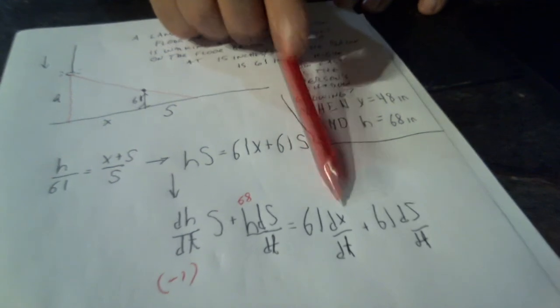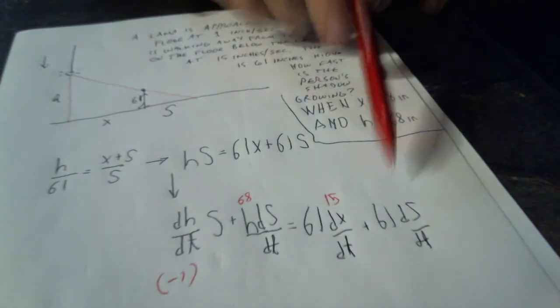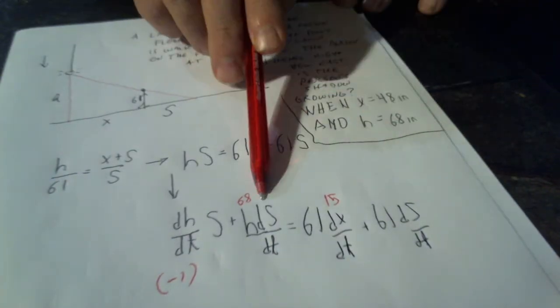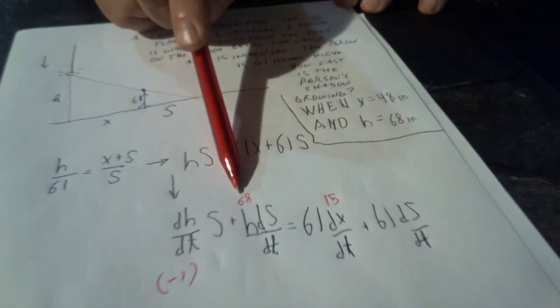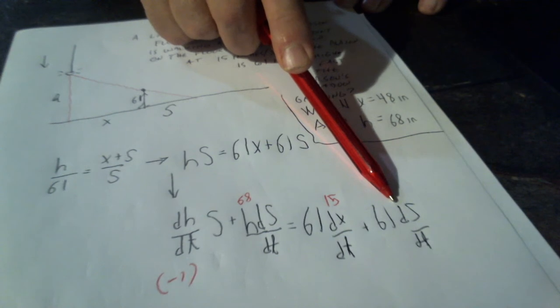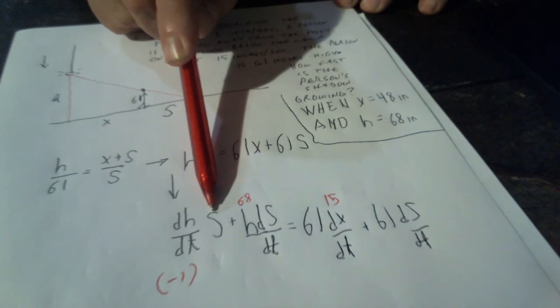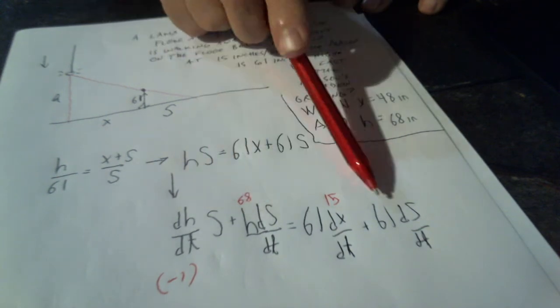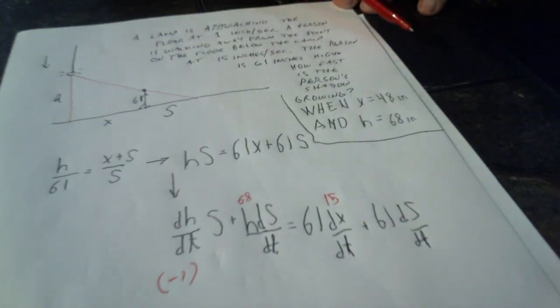61, dx dt, that's how fast the dude is walking. That's a 15. I've got a 15 for this spot. And ds dt, that's the thing we care about. So the thing I care about happens twice. We got to get these together eventually. So I've got a 68 and a 61. So let's see. I need s, and I think that's it. I've got the thing I'm looking for. I need to find s at the specific moment.